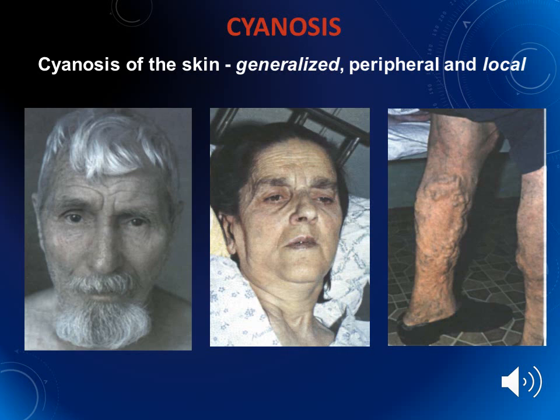Peripheral cyanosis is associated with the heart diseases when the inadequate function of the heart or ventricles results in slowing down of the peripheral blood flow, and the tissues intensively absorb oxygen from the blood and saturate it with the carbon dioxide. And the third picture demonstrates the local cyanosis. It is typical for patients with disease of peripheral veins.